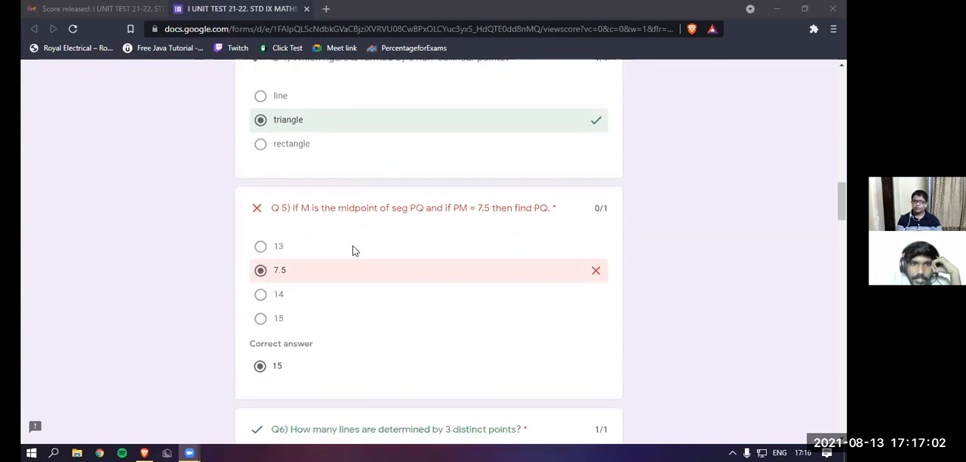If M is a midpoint of segment PQ and if PM is 7.5, then find PQ. M is the midpoint of segment PQ. Okay, so what will you do here? M should be 7.5, right, sir? Because it's a midpoint, sir. Wait, one minute.